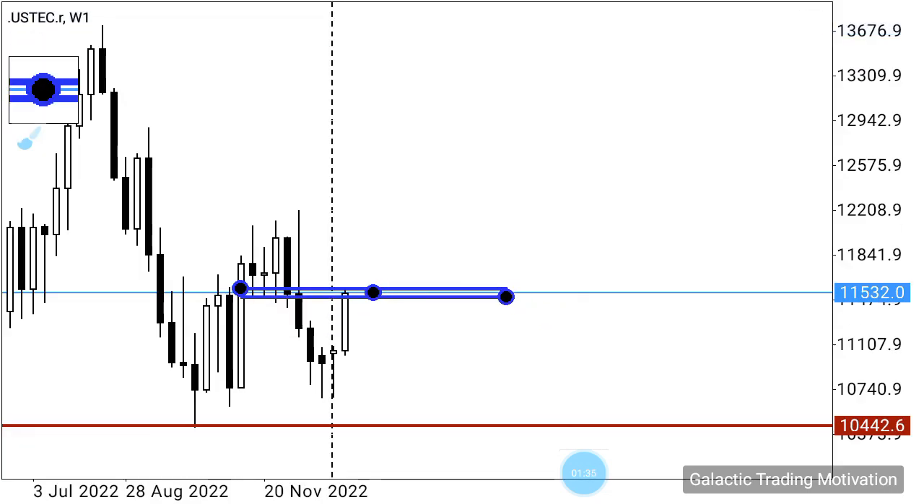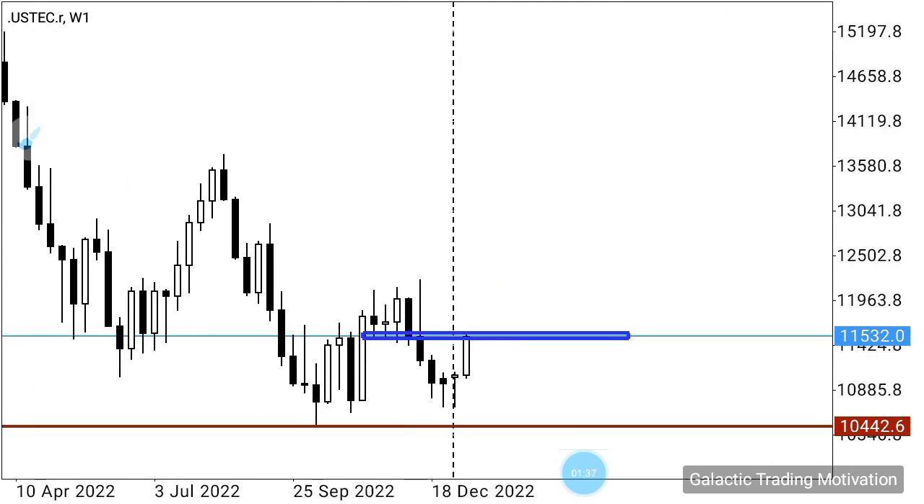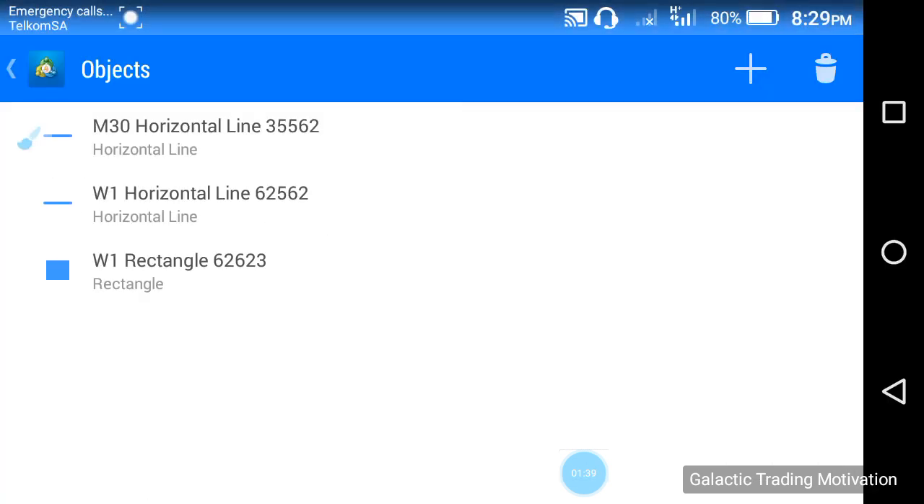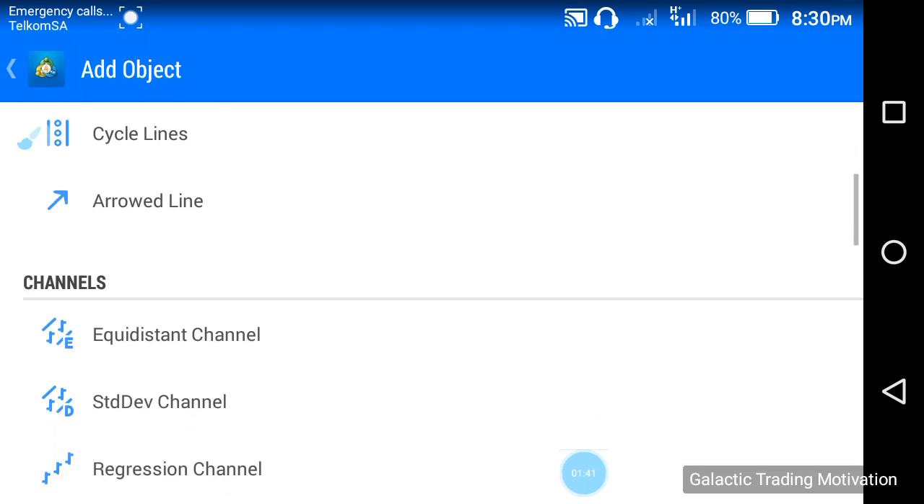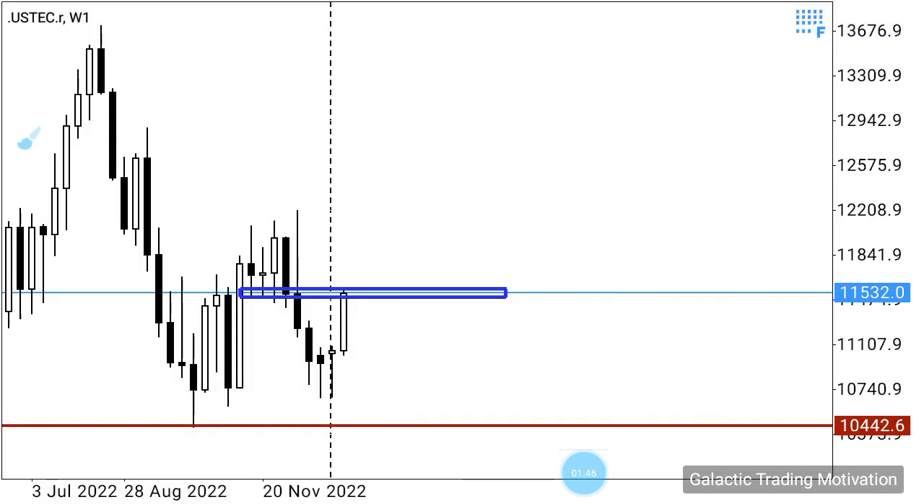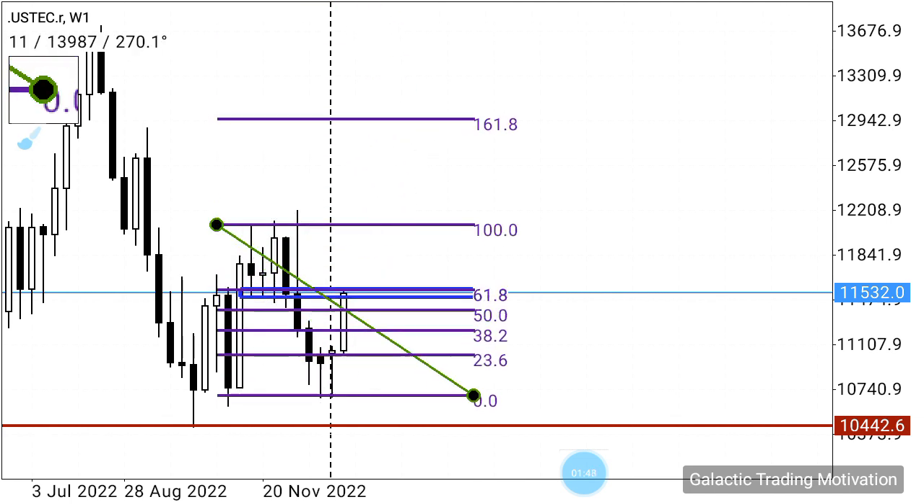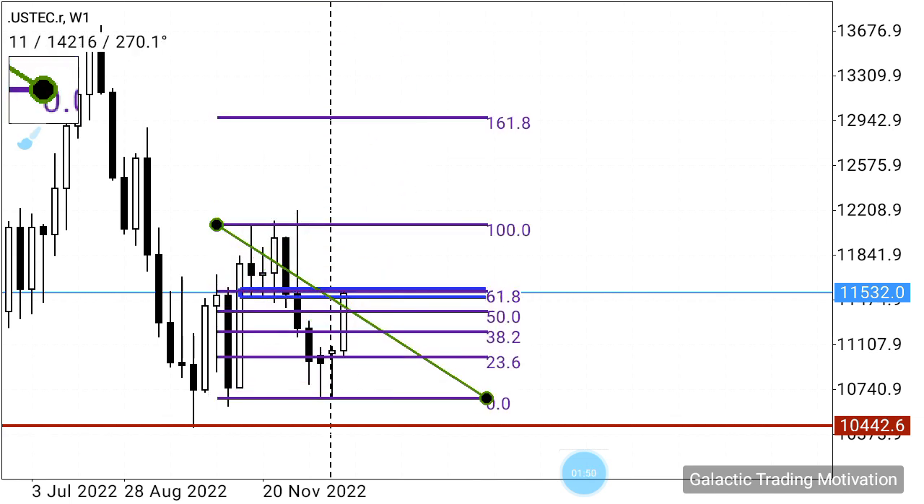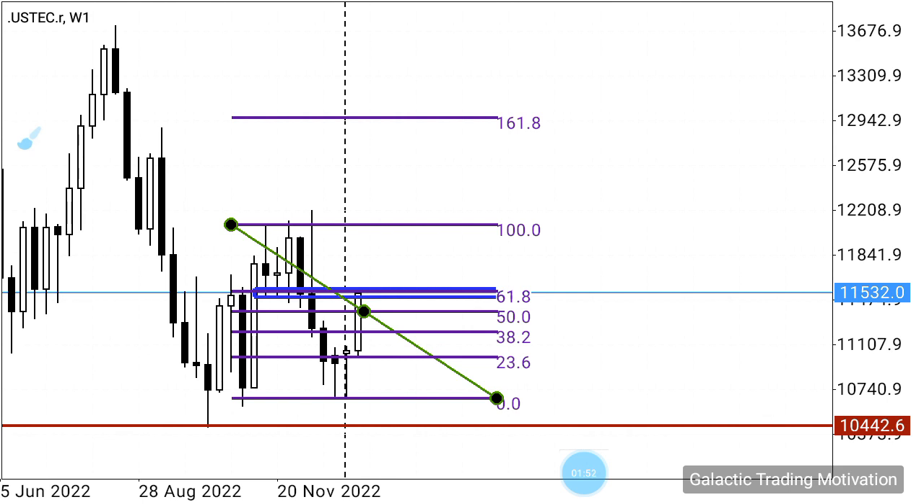There we go. We could say that that's the neckline of our M structure, and then I'm just going to utilize the Fibonacci retracement tool just to see if that neckline aligns with any key numbers that we have on the Fibonacci retracement tool. So just bear with me guys.